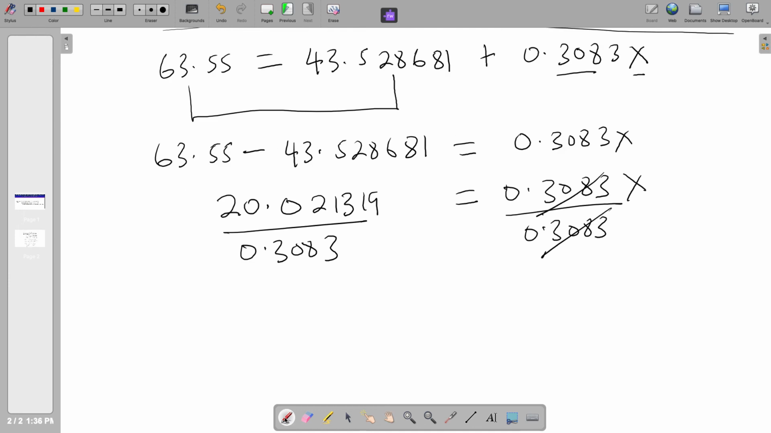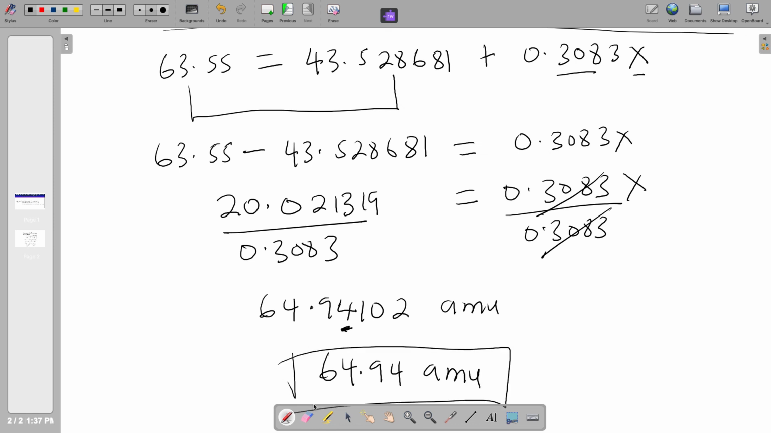Okay. So once we divide 20.021319 by 0.3083, we will get 64.941028 AMU. But as you've seen, we want to round our value to 2 decimal places, so we just round down. So basically our 2 decimal places will end here, but since the next value, which is 1, is below 5, we just round down, so our value is going to be 64.94 AMU. So this is our answer. So this is the atomic mass of the second isotope.